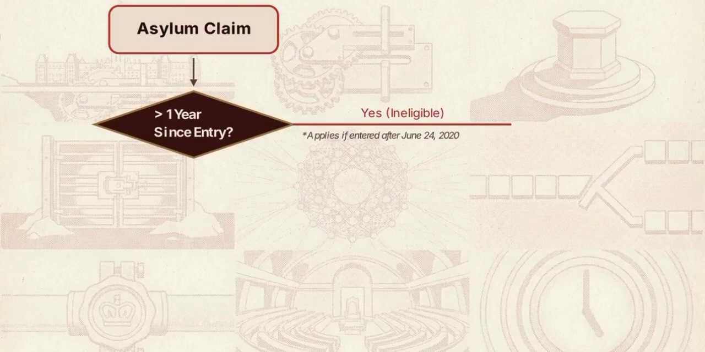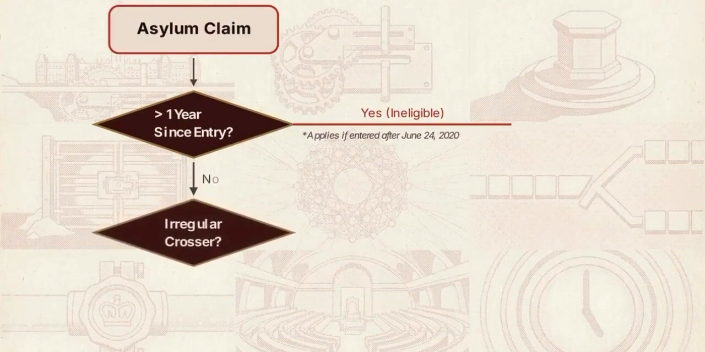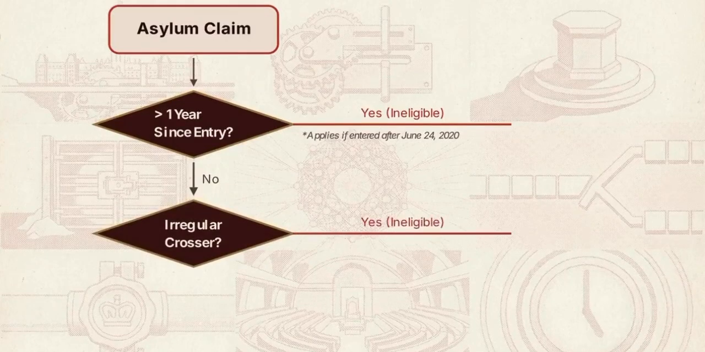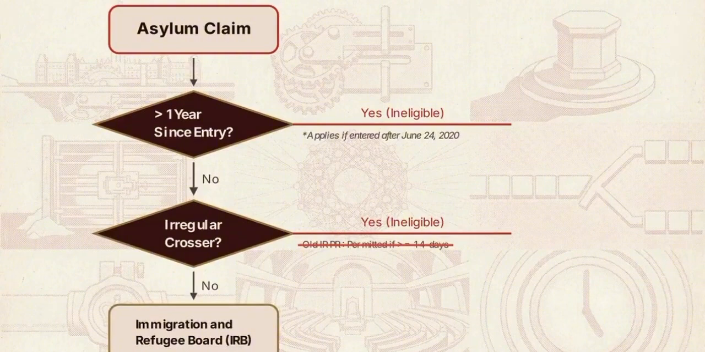The second exclusionary gate screens for the method of entry. Claims made by individuals who crossed into Canada outside an official port of entry, irregular crossers, are also ineligible. Under the previous Immigration and Refugee Protection Regulations, claims from irregular crossers were permitted, provided they were filed at least 14 days after entering the country. Hitting yes on either gate has an immediate consequence, bypassing the Immigration and Refugee Board entirely.